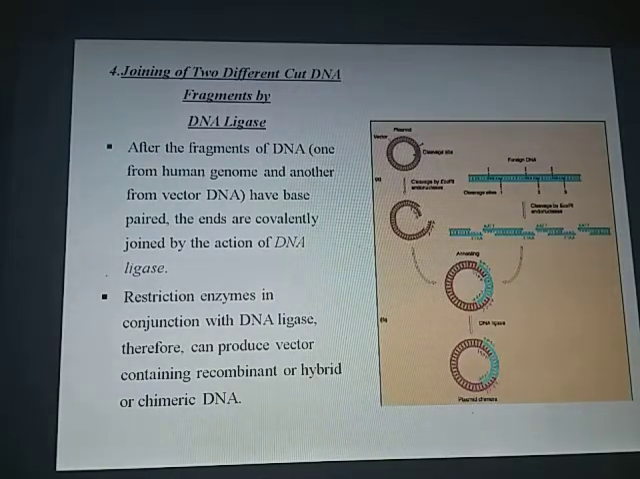So once the DNA fragments are cut with the restriction endonuclease, inserted into the vector, and ligated, now the chimeric DNA or hybrid DNA is ready to get cloned.